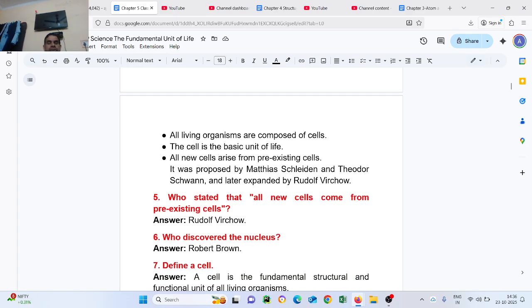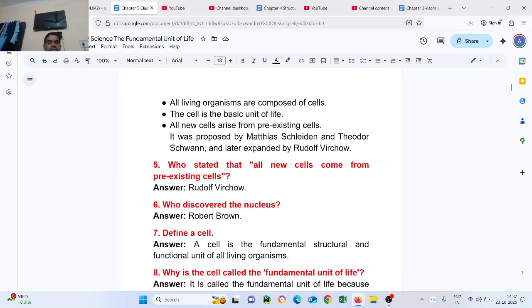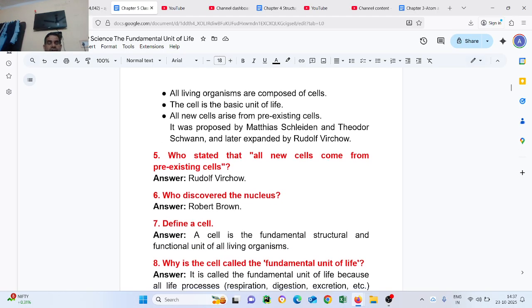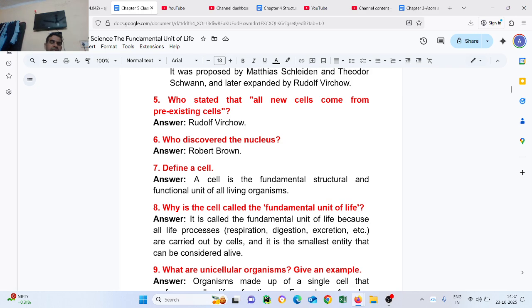Question number 5. Who stated that all the new cells come from the pre-existing cell? Rudolf Virchow. Question number 6. Who discovered the nucleus? Robert Brown discovered the nucleus. Question number 7. Define cell.